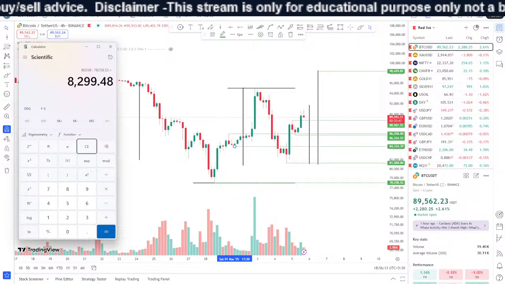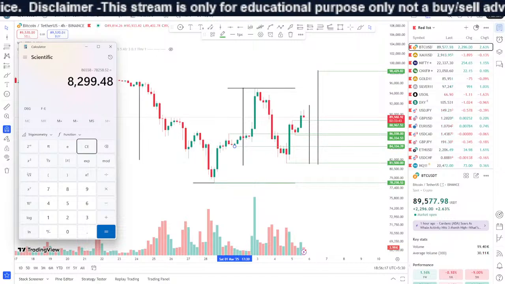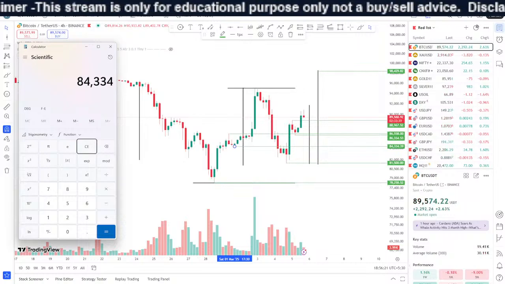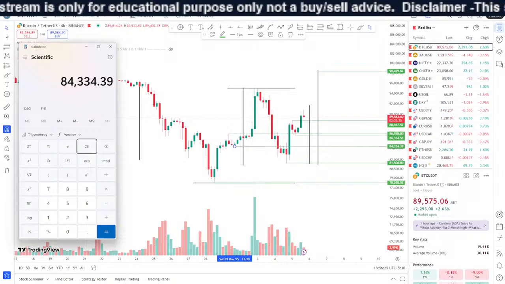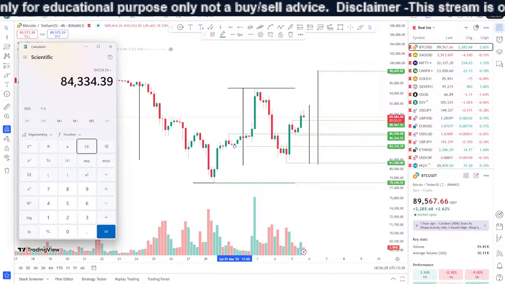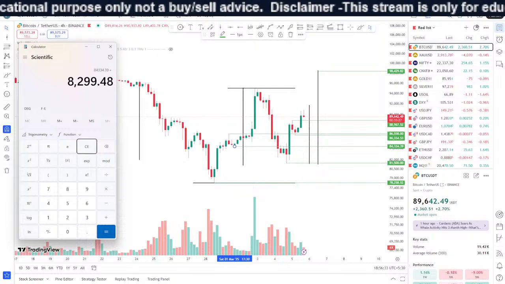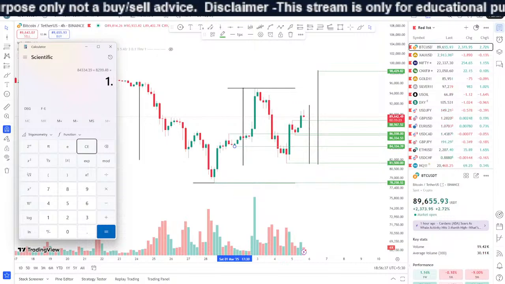8299.48. So in this scenario, what is the retracement point that we have taken? The retracement point that we have taken is 84,334.39. Movement is bullish. Add. What is the formulative number? 8299.48 into the golden ratio 1.618.